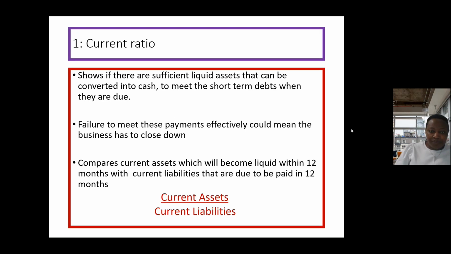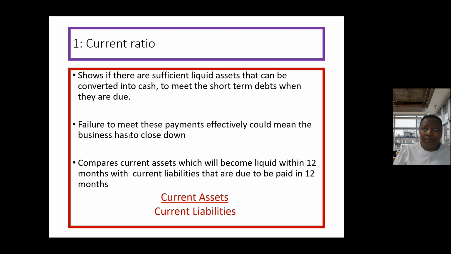Okay, current ratio. What the current ratio shows us is whether we have sufficient liquid assets. Don't forget when we were discussing liquidity, we said it's the ease of converting our current assets to cash. So how sufficient are our liquid assets that we can convert into cash, so that if we have short-term obligations to meet, we're able to meet them when they are due.